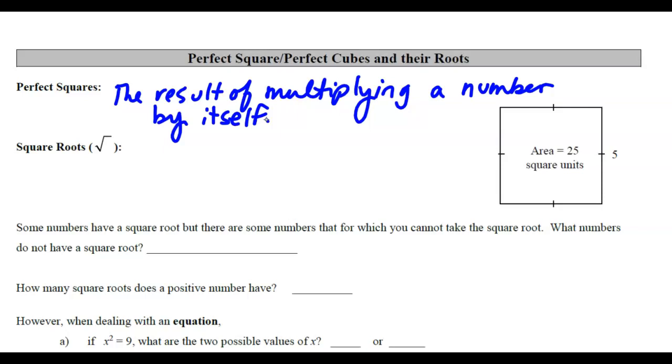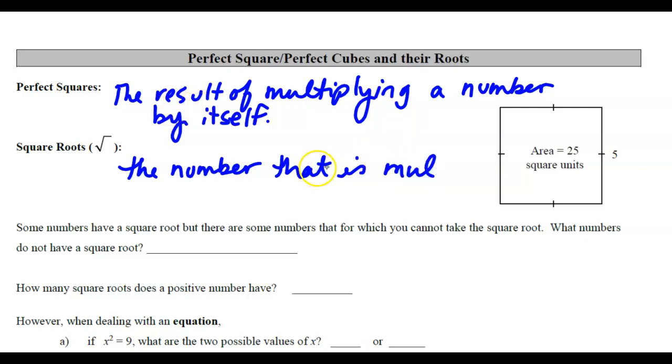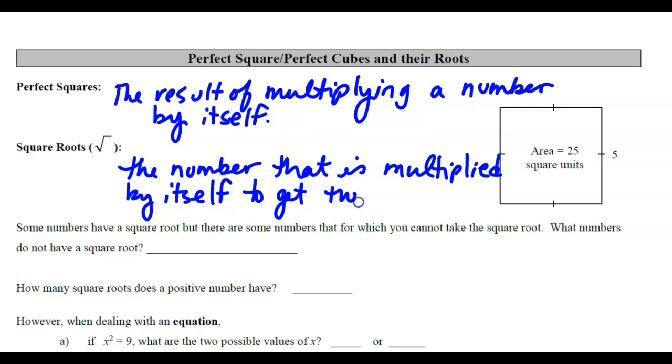Square root. So basically it's the opposite of squaring a number, right? So what's the easiest way? Okay, so square root of 9 is 3. So 3 is the number that is multiplied by itself to get the perfect square. It's not the result, it's the number that is multiplied by itself to get the perfect square.